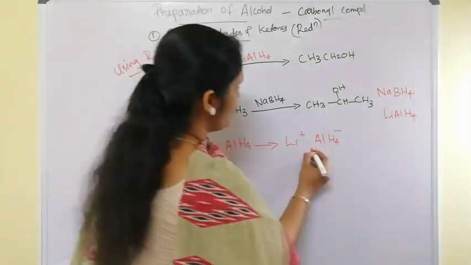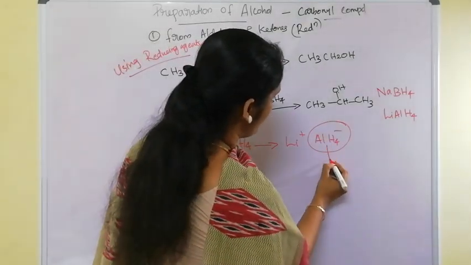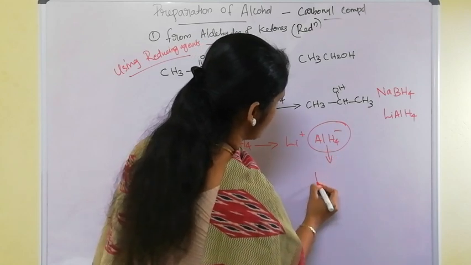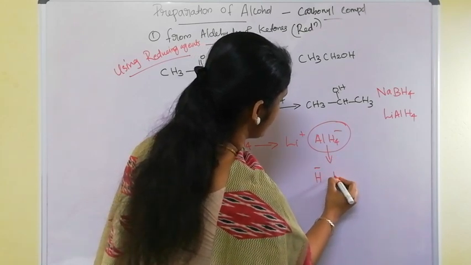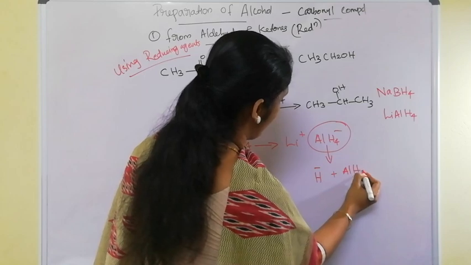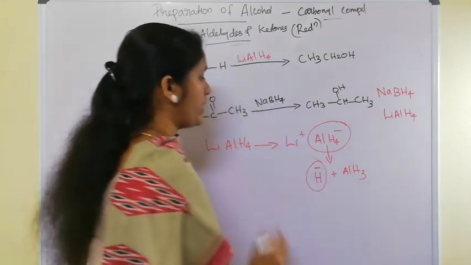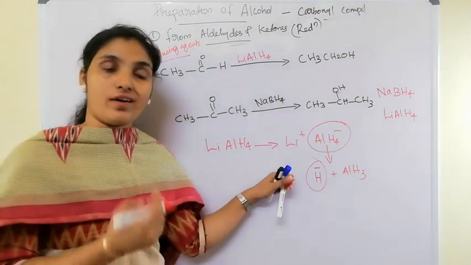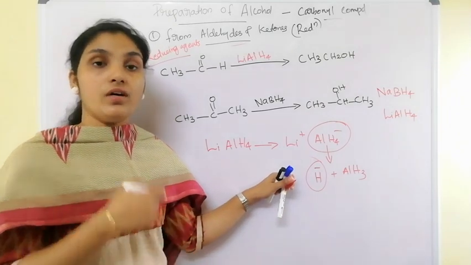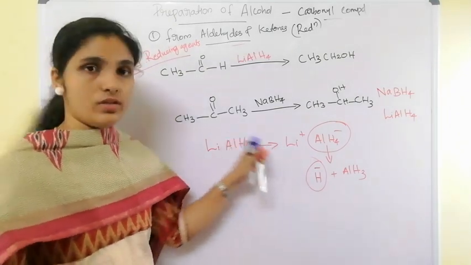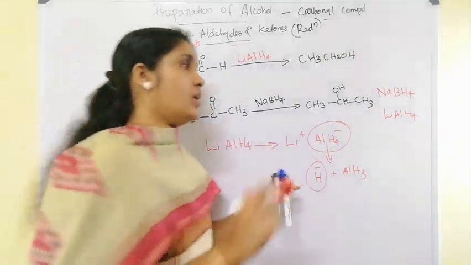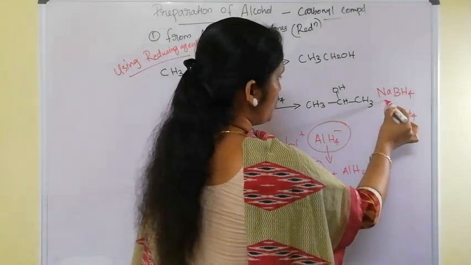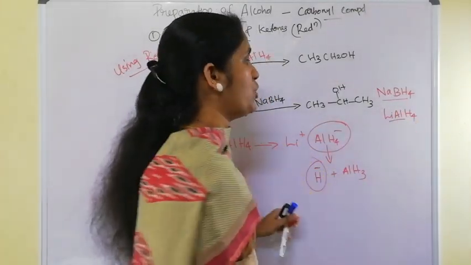And from this aluminium hydride, again it splits up into H- and AlH3. So this H- is actually used for what? H- is used for reduction. Thus the reduction occurs.